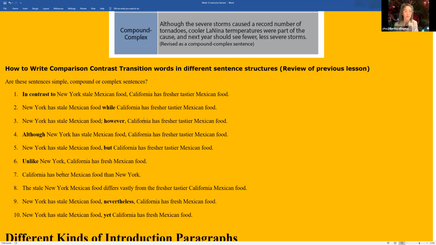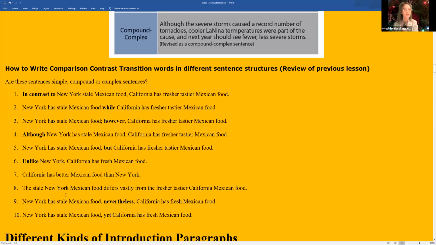Yes, because here you have a prepositional phrase, subject, verb, object. Okay, number 7, California has better Mexican food than New York. Is that simple, compound, or complex? Simple. Simple. Oh, I'm sorry. Yeah, you were right. Simple. Yeah, you both got it right at the same time. Great minds think alike.